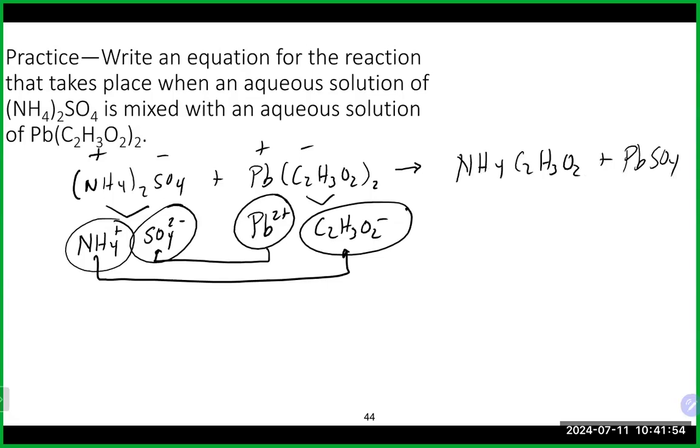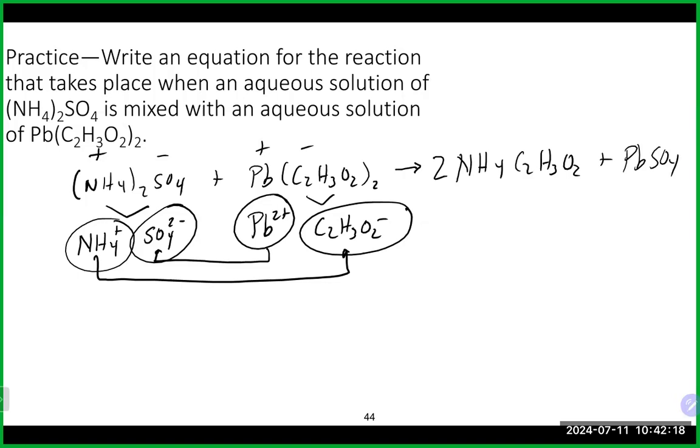Again, I'm not worried about the balancing here or anything like that. I just want to get the right formulas down. Now I can worry about the balancing. I've got 2 ammoniums on the left and 1 on the right, so I'm going to put a 2 there. That gives me 2 acetates, which is what I need on the left as well. And I've got 1 lead and 1 sulfate. So now I do have a balance. Again, any questions on that?